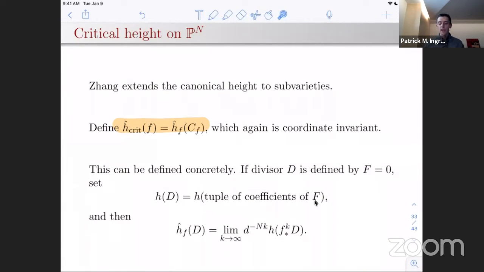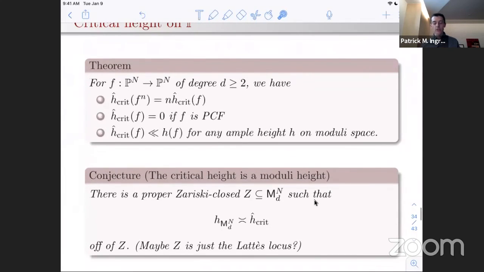And you can even make this more concrete. So the height of a divisor, you can define to be the height of the tuple of coefficients of any defining homogeneous form. And then you can give almost a post hoc definition of Zhang's height, at least for divisors, that looks very much like the definition you might give for points. Okay, so it certainly makes sense to talk about the critical height of an endomorphism of Pn, and it has some of the same properties as in the P1 case, so it's easy to check that it behaves nicely under iteration. It vanishes on these PCF examples. And it's bounded above by any ample height on the moduli space.